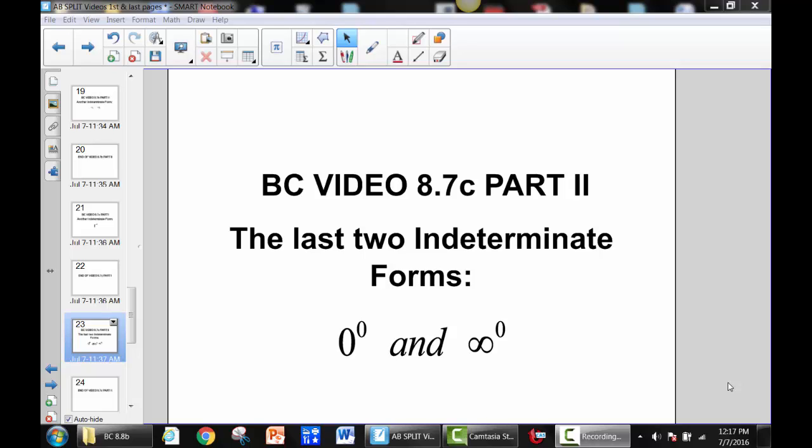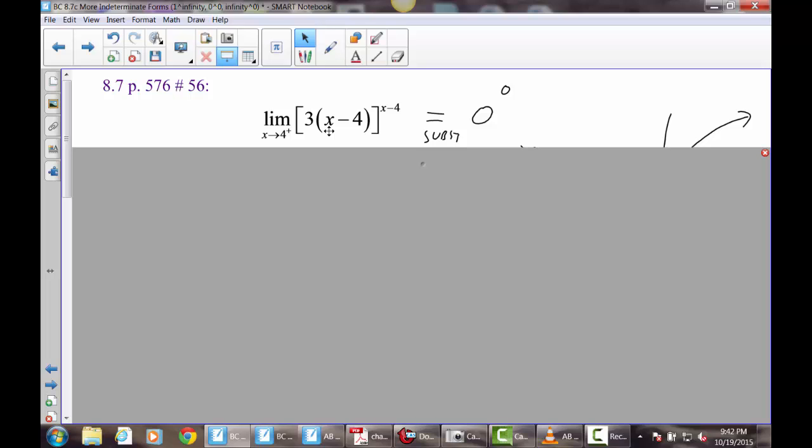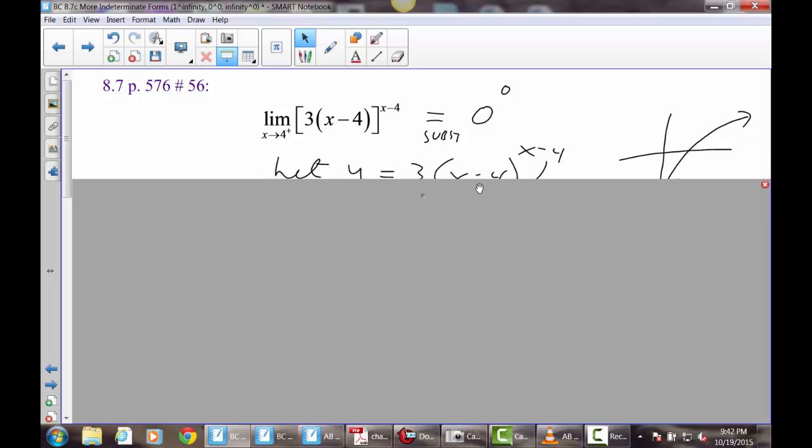Hi, welcome to video 8.7c part 2, the last two indeterminate forms, 0 to the power of 0 and infinity to the power of 0. If I plug in 4, I get 3 times 4 minus 12, which is 0, and 4 minus 4 is 0, so I get 0 to the 0.